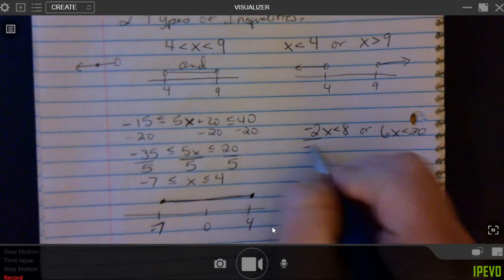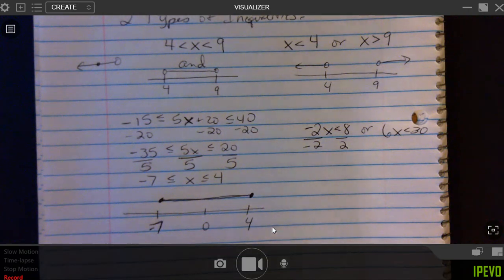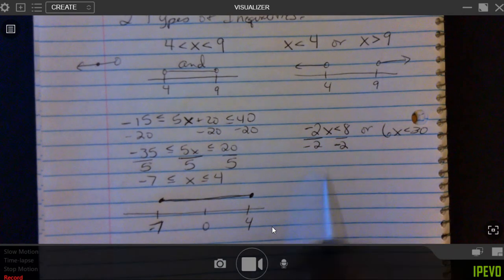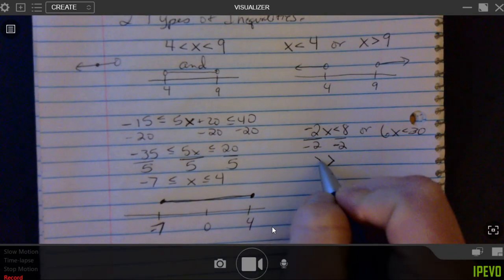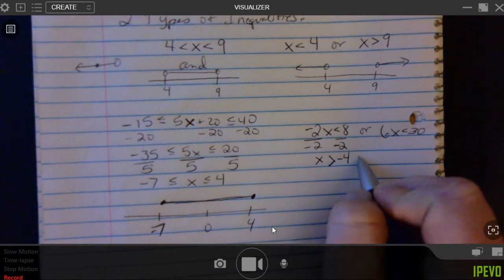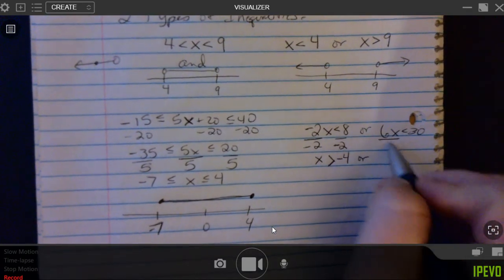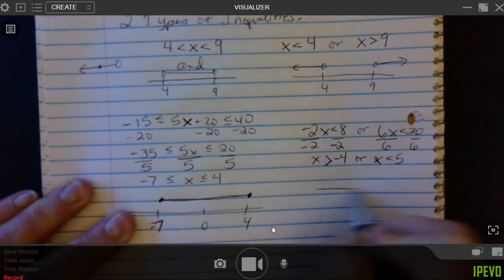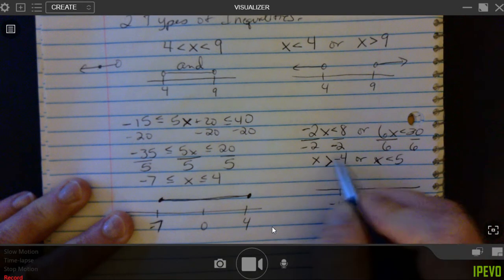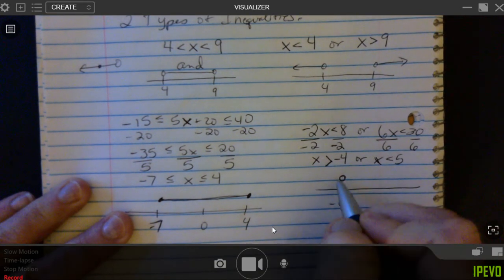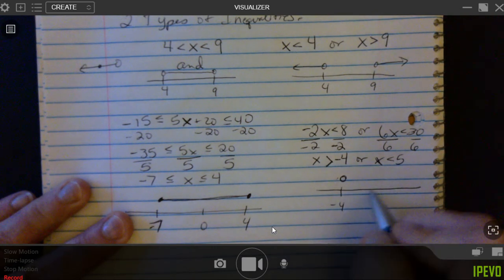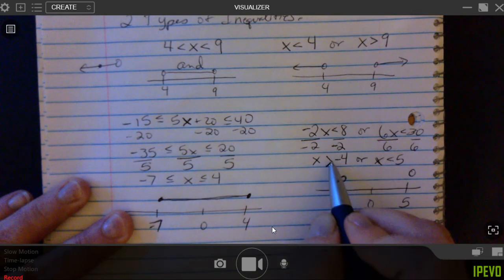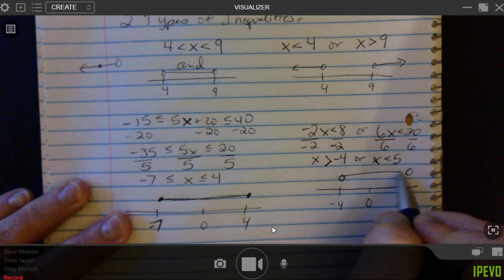So we're going to divide both sides by negative 2. Remember, when you divide with a negative, you need to flip the sign. Since the one doing the division is negative, we're going to flip the sign over. So now we have x is greater than negative 4. Or, on this side, divide by 6, x is less than 5. So on our number line, negative 4, it cannot equal negative 4, so I'm going to put an open circle there. And let's see, 0, 5, and again, it cannot equal 5. So I want less than 5 and greater than negative 4. It is going to be between those also.